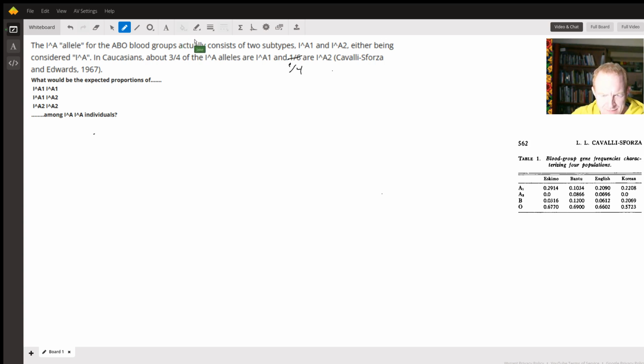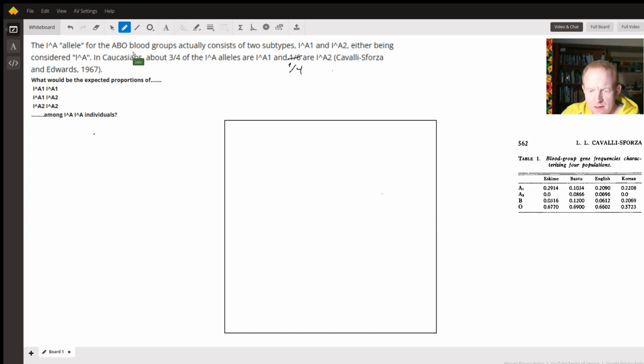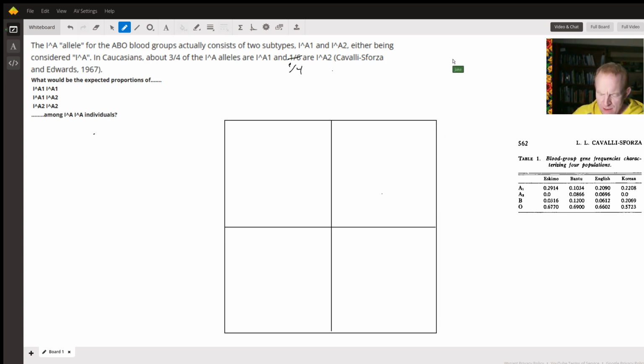And this looks kind of like a Punnett square. It's not a Punnett square, though. I'm going to start by making a Punnett square, and then we'll fix it so that it represents our population. So on a Punnett square, you would put the alleles up here. So let's say A1, and A2.